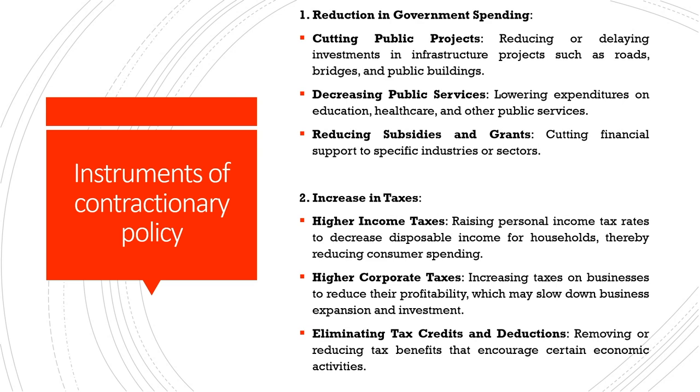What are the instruments? The opposite of expansionary policies. So, you have reduction in government spending by cutting down on public projects, decreasing public services, reducing subsidies and grants to specific industries and sectors. Similarly, increase income taxes, corporate taxes, eliminate tax credits and deductions. So, reduce the disposable income in the hands of households, which will eventually reduce consumer spending. Similarly, increasing taxes on businesses reduces their profitability, which may slow down business expansion and investments and so on.